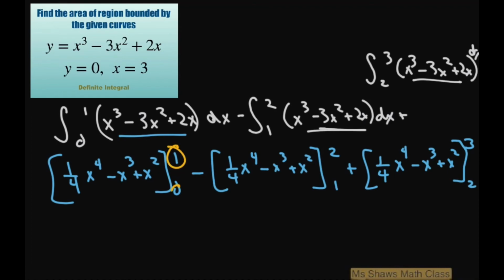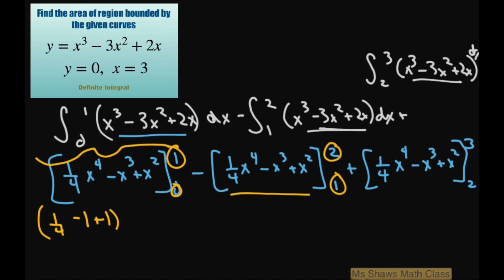Alright, let's substitute in our numbers. We start at 1. We don't need to do 0. So for this one, we get 1/4 minus 1 plus 1. Now for this one, we have to do the 2 and the 1. You do the 2 first, so it's minus 1/4 times 2 to the power of 4 minus 2 cubed plus 2 squared. Then you're supposed to subtract, but we have this minus, so I'm changing it to plus and doing the 1. The 1 is just 1/4 minus 1 plus 1.